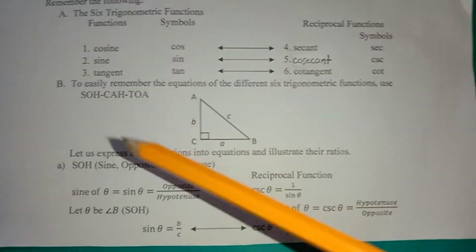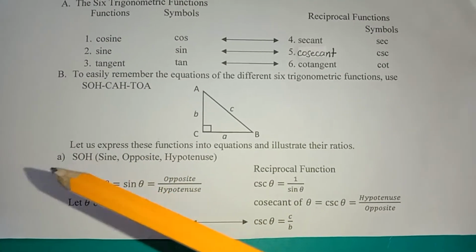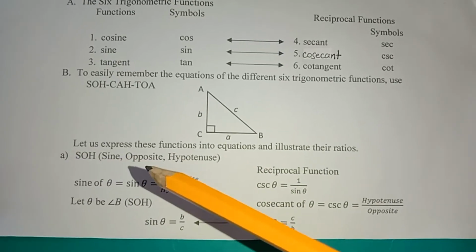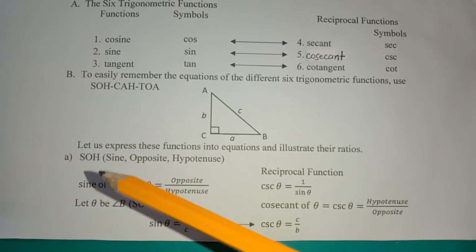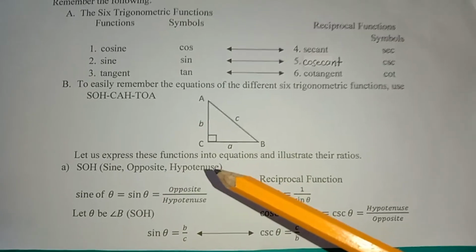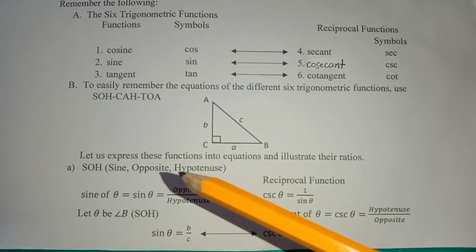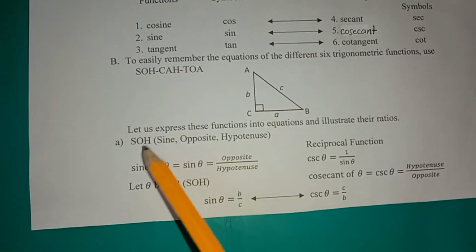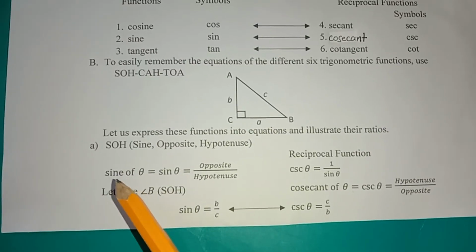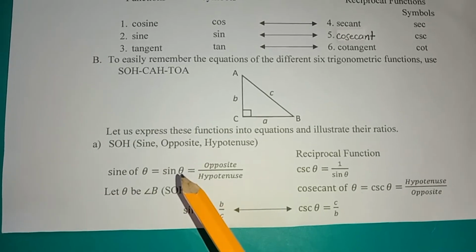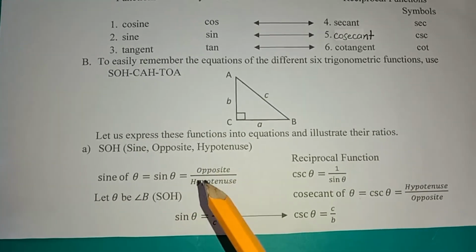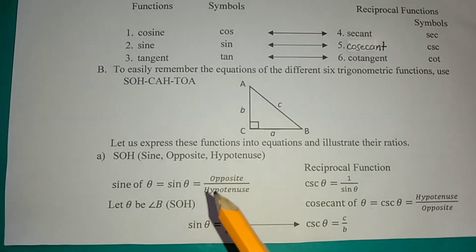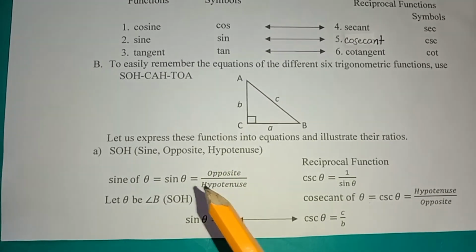Let's tackle first the SO. Okay? What is SO? S stands for the sine, O stands for the opposite, H stands for the hypotenuse. Okay? Sine, opposite, hypotenuse. So if you're going to make the formula of this, this is sine of theta or sine theta is equal to opposite over hypotenuse. So S O H.